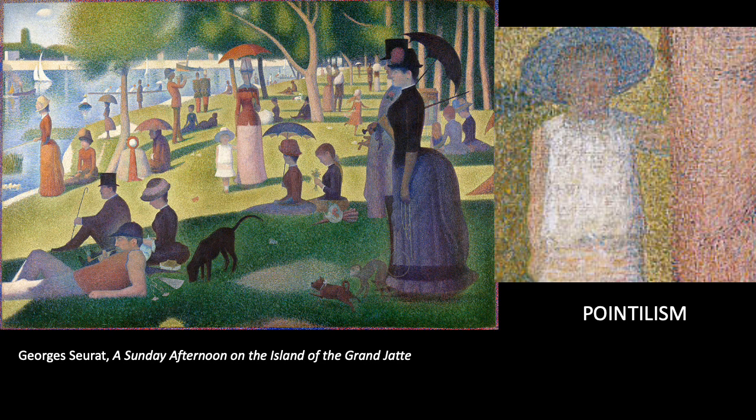Pointillism is a subcategory of post-impressionism. So pointillism is a type of technique for painting in which painters utilize tiny dots instead of something like Van Gogh's thick strokes. Seurat here used millions of tiny dots to display his Sunday afternoon on the island of Grand Jatte.